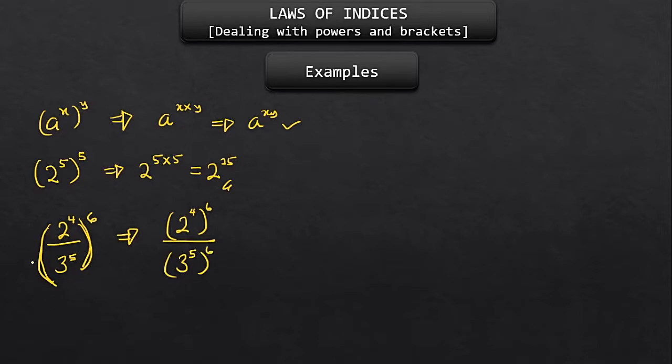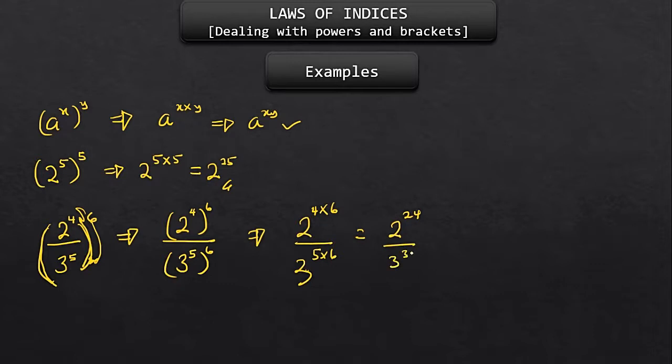Because this bracket is enclosing all of them, it means that each one at the top and at the bottom will have raised to power 6. This raised to power 6 goes for this one, and it also goes for this one. So it's 2 raised to power 4 raised to power 6, and then 3 raised to power 5 raised to power 6. So this is the same thing as 2 raised to power 4 times 6 over 3 raised to power 5 times 6, and this is 2 raised to power 24 over 3 raised to power 30.